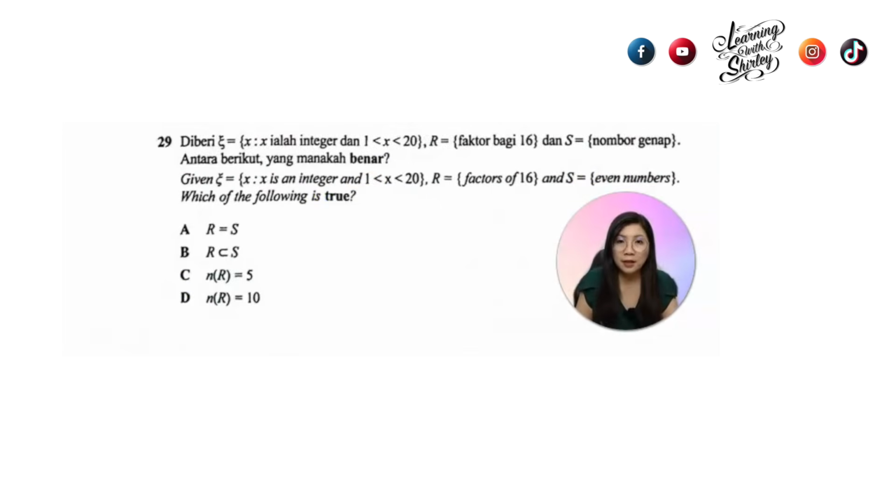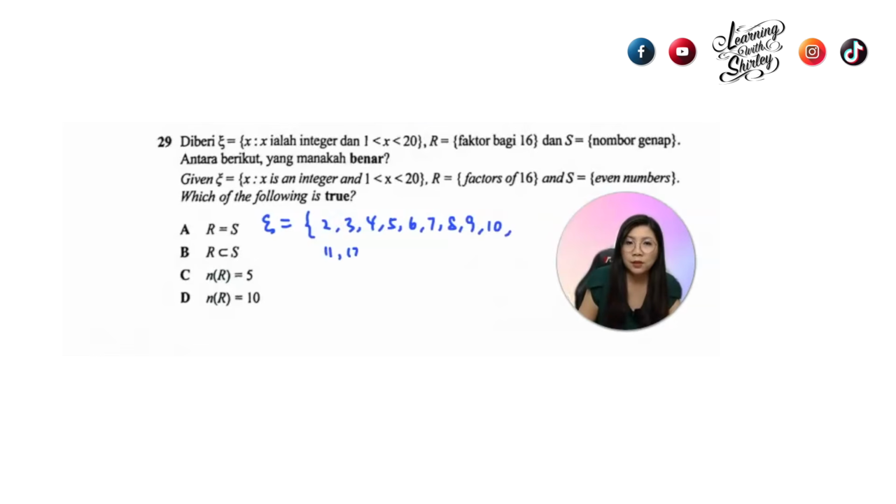Let's look at question number 29. This is on sets. Given x is an integer, so universal set. Integer means it's not decimal, it's not fractions. So x is between 1 to 20, not including 1 and 20. It means it's from 2 to 19: 2, 3, 4, 5, 6, 7, 8, 9, 10, 11, 12, 13, 14, 15, 16, 17, 18, and 19. So up to 19.